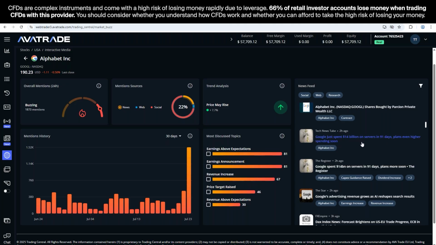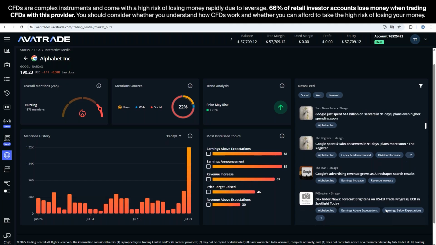Google just spent $14 billion on servers in 91 days, plans even higher spending soon. They're obviously doing well. They're investing and trying to grow. They're investing in more servers in the realm of $14 billion in 91 days. So sounds like they have some big plans ahead.